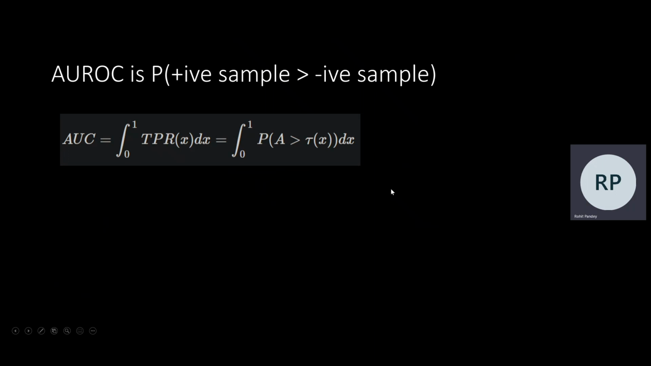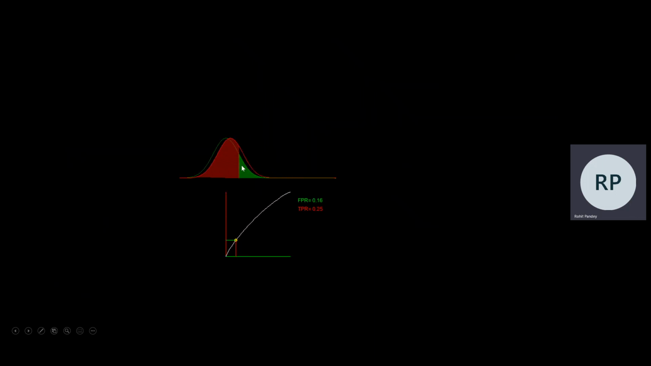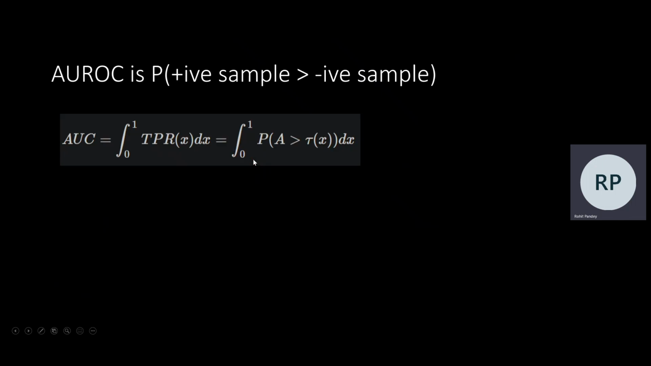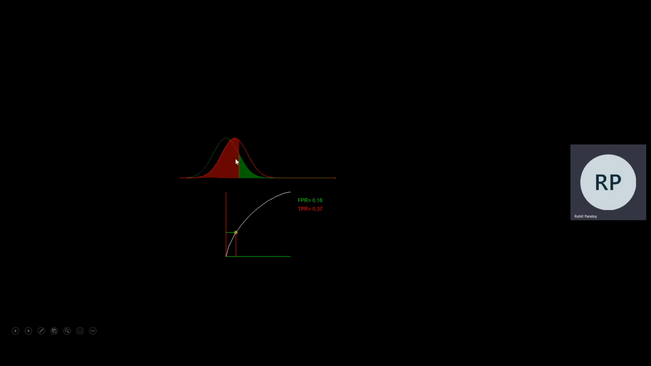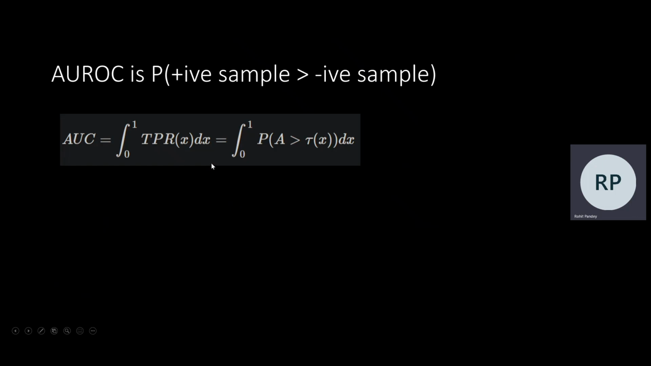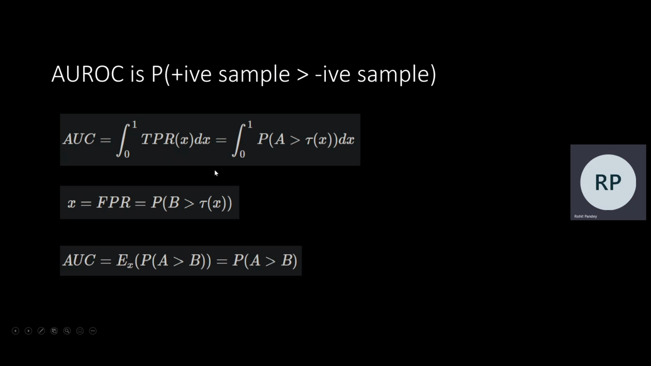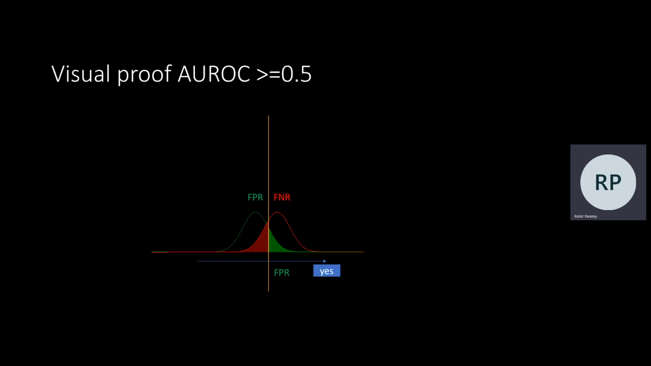Now, the AU-ROC has a very neat interpretation. It's the probability that a random positive sample, so a sample taken from distribution B, is larger than a random negative sample, or a sample taken from distribution A. And there's a nice proof for this, very easy to follow, which is in a blog that I'm going to link in the description. I'm not going to go into the details here, but this is a very elegant proof, and it shows you this nice probabilistic interpretation of the AU-ROC metric.